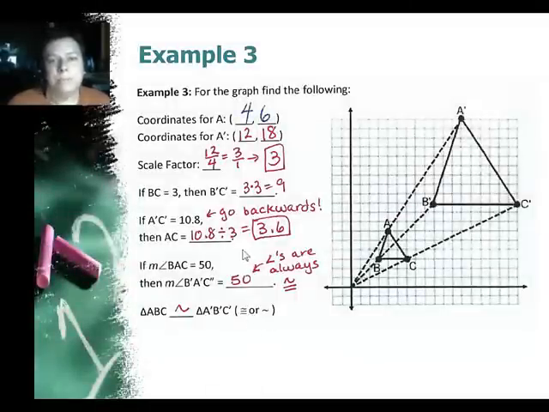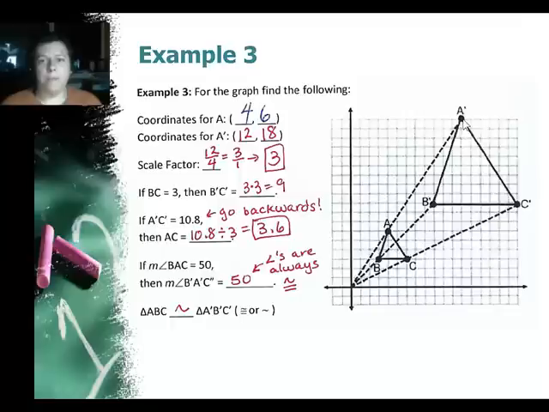Example 3, coordinates for A are (4, 6), and coordinates for A prime are (12, 18). I can find the scale factor just like I did with similar polygons, using a point instead of sides. I'm going to take the 12 for A prime and the 4, and make a ratio from it. 12 over 4 is the same as 3 over 1, which is 3. I could have done it with the y-coordinates. 18 over 6 is also 3, so it wouldn't matter which set you worked with.